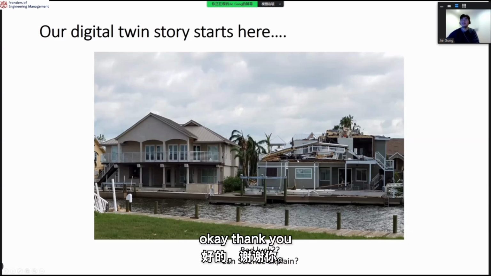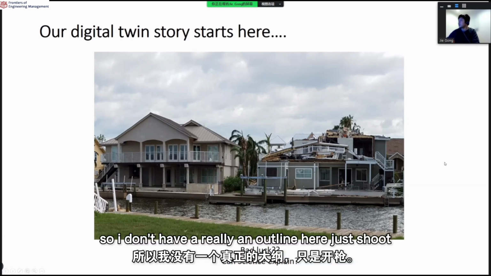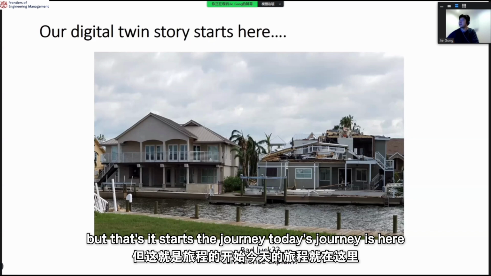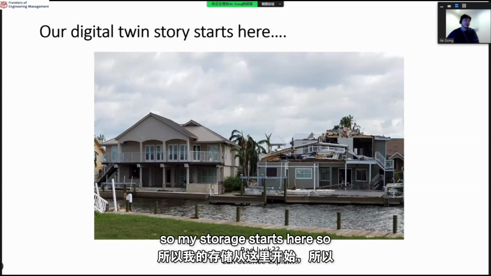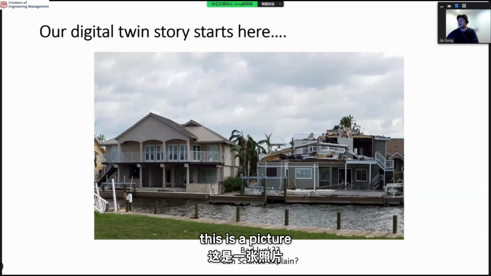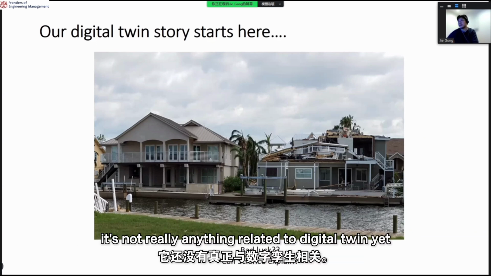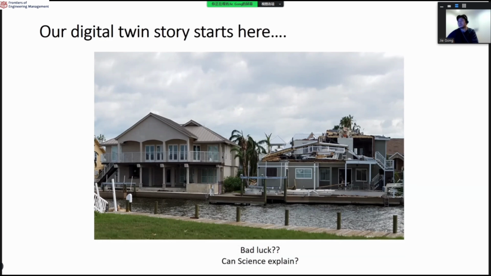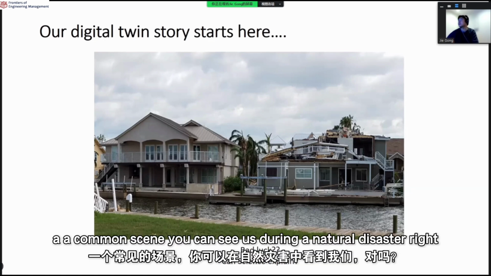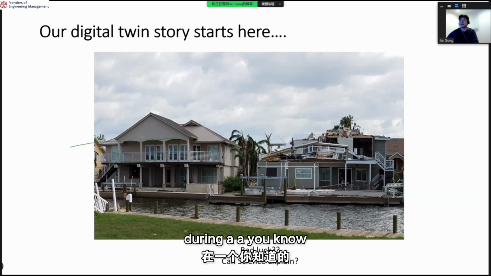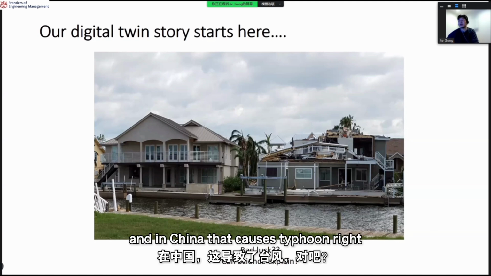Okay, thank you. I don't really have an outline here, but today's journey starts here. My story actually starts with this picture, and it embodies a lot of problems we try to resolve. It's not related to digital twins yet, but it's a common scene you can see during a natural disaster, like a hurricane, a tornado, or what in China they call a typhoon.